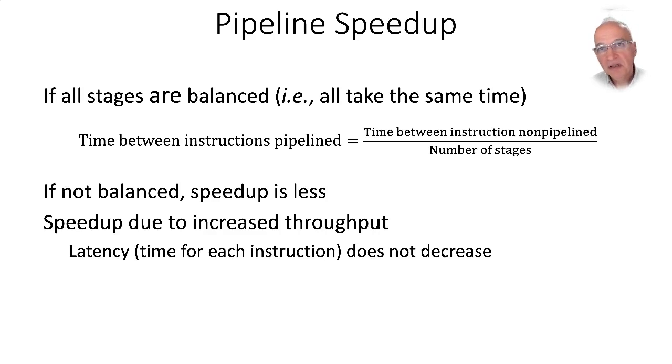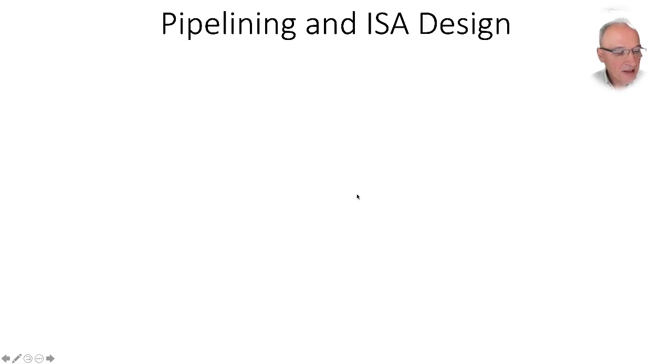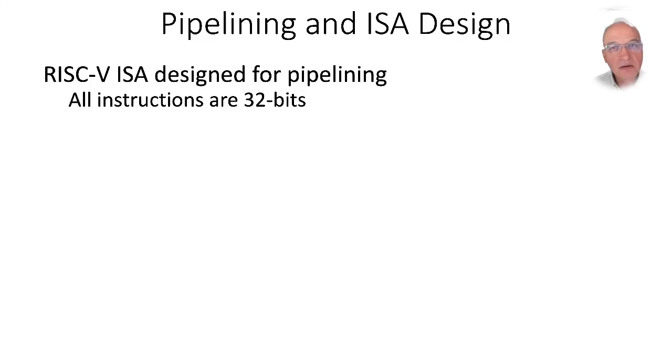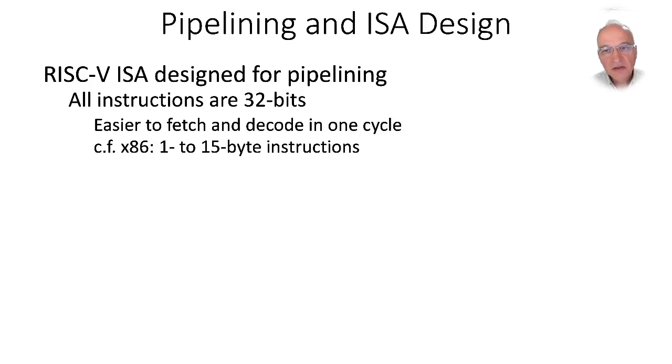The same thing happens in the pipeline here in the processor design. So, pipeline and instruction set architecture design. The type of instructions that I have in a processor is affected by my pipeline design. In the case of RISC-V, the instruction set architecture is designed to enable pipelining. One of the things that happens is that all the instructions are 32-bit, so that I have uniform instructions for decoding. It's easier to fetch and decode the instructions in one cycle.